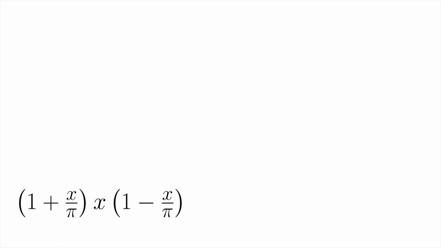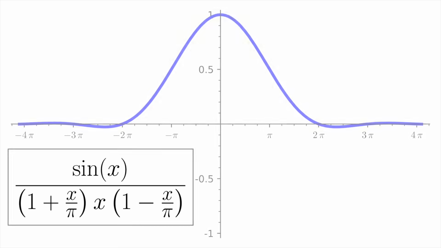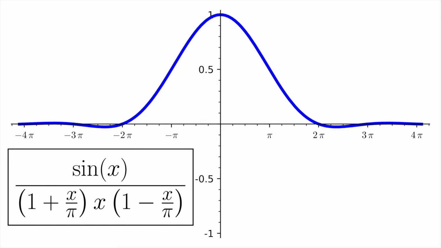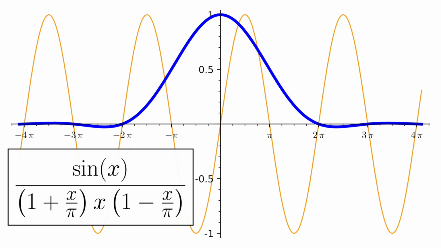So let's now factor x times 1 minus x over pi times 1 plus x over pi out of sine of x. That is, our new linear functions corresponding to the zeros 0, pi, and negative pi. So let's look at a graph of this quotient. I'll overlay the graph of sine of x on top of it, so that you can see that we've actually factored out all three of these zeros. And our function now is not crashing towards the axis quite as quickly, which is what we wanted to avoid.